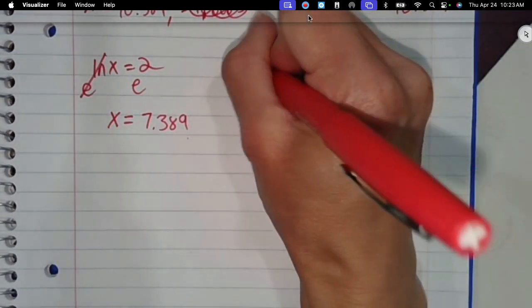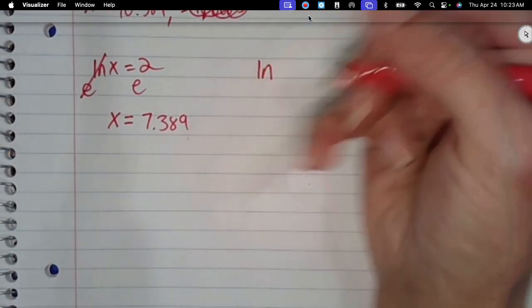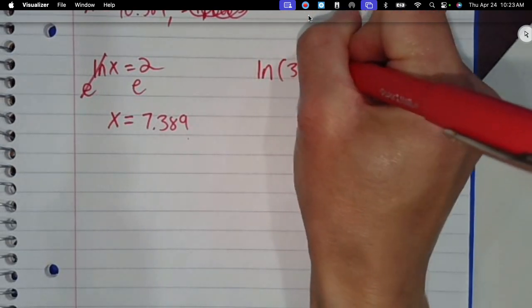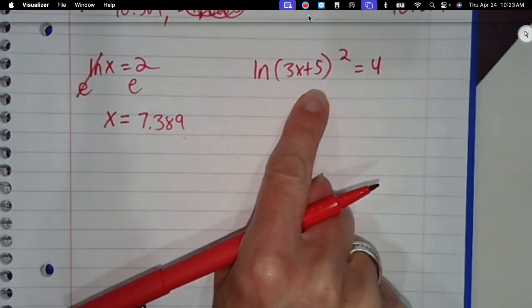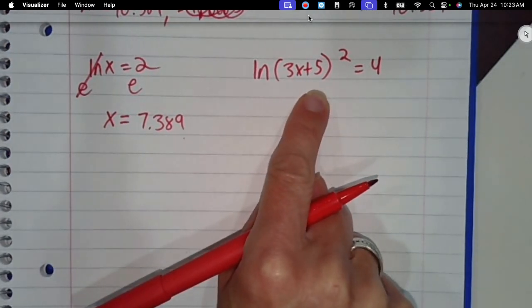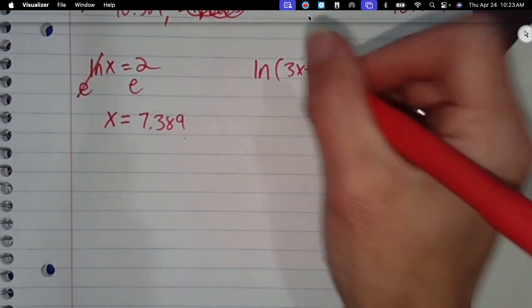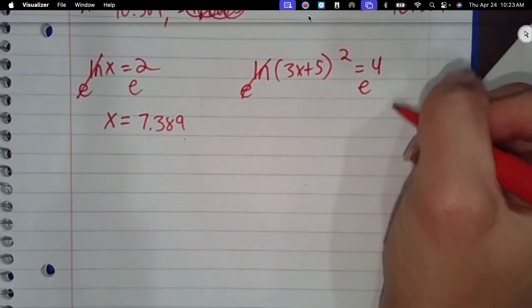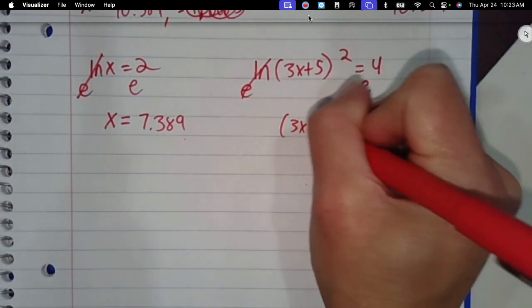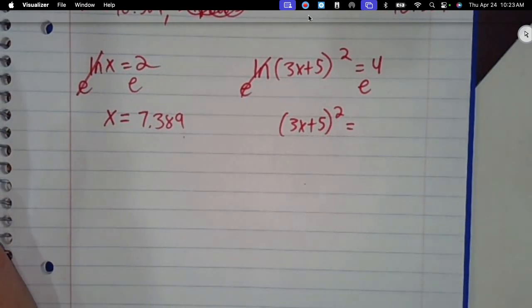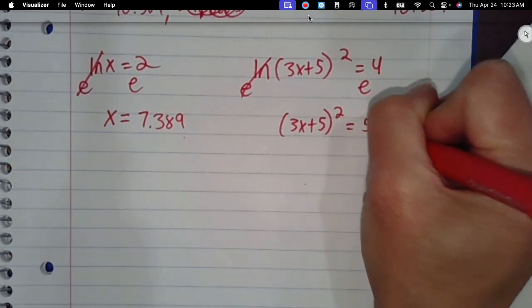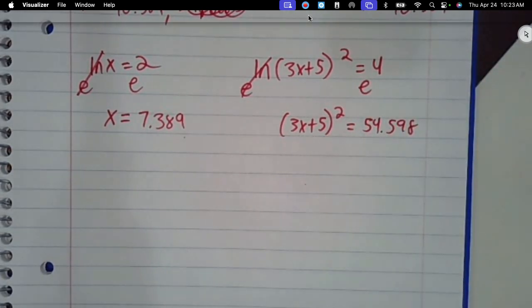Okay, here we go. Natural log, and yes, you could have graphed it, of 3x plus 5 squared. How many answers am I gonna probably have on this one? Probably 2. Okay, so how do you get rid of a natural log? You got E? E. There you go. So I get 3x plus 5 squared equals e to the 4th. I'm going to type that in. And I get 54.598.